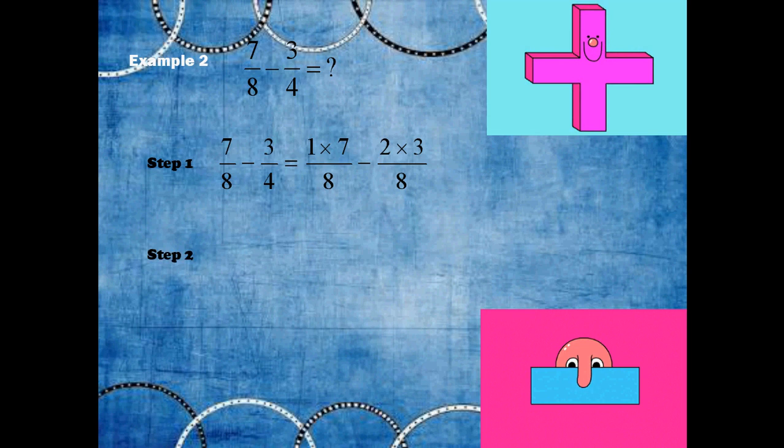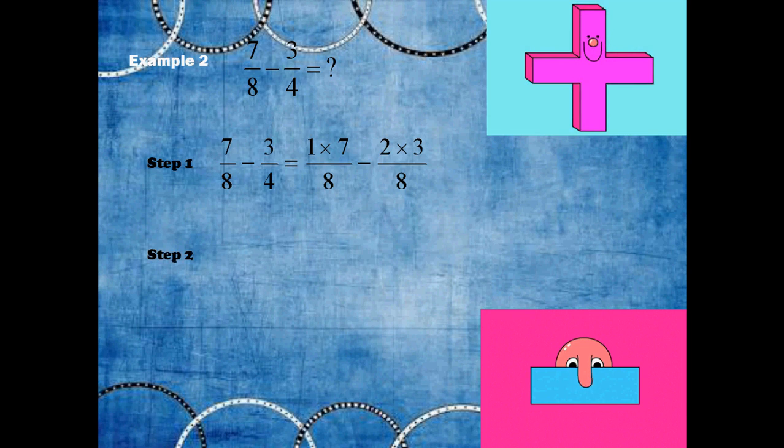Another example is 7 over 8 minus 3 over 4 is equal to what? So step 1, still find the common denominator. Their common denominator is 8. And 8 divided by 8 is 1, times 7. Minus 8 divided by 4 is 2, times 3.